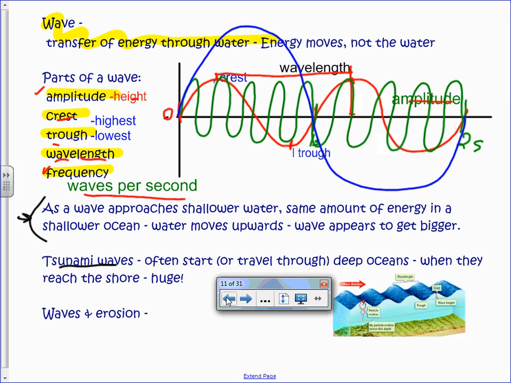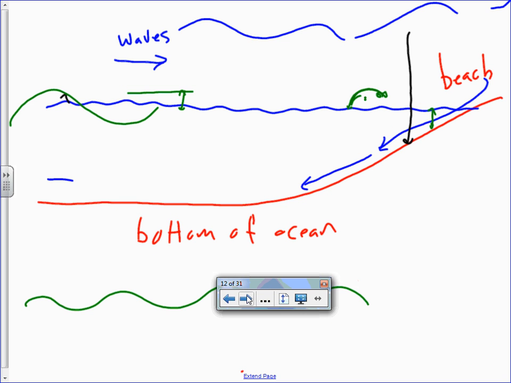So I think we got those. And that's tsunami waves, and now waves and erosion. The other thing with waves and erosion is those waves are constantly pounding on the beach, which will wear away at rocks and driftwood and whatever else is there.